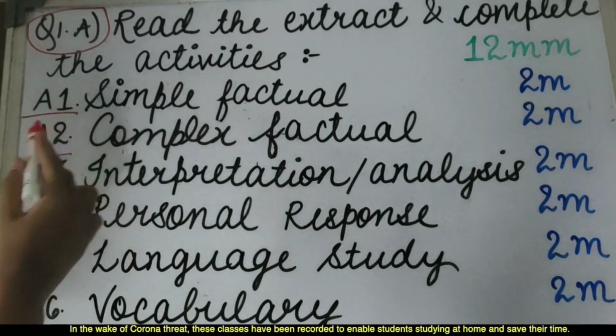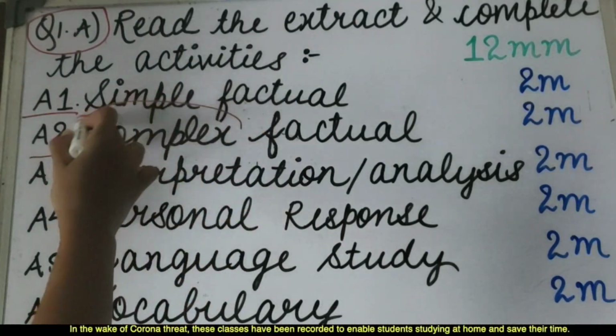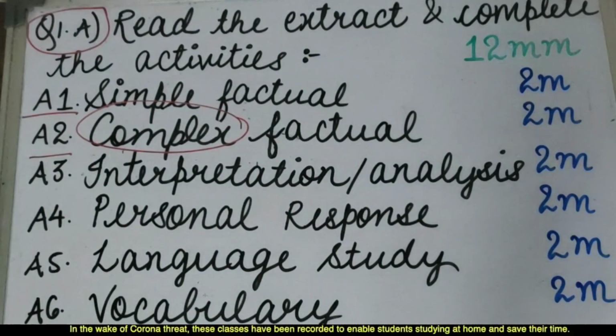नेक्स्ट इज A2. A2 is complex factual. As you can see, it is complex factual. Okay, ये भी जो है एक्सट्रैक्ट के फैक्ट्स पे ही बेस्ड है लेकिन इसका आंसर जो है आपको डायरेक्टली नहीं दिया हुआ होता है. द आंसर इज इनडायरेक्टली गिवन इन द पैसेज. ओके, सो फॉर दिस यू नीड टू रीड द होल पैसेज एंड देन यू हैव टू इंटरप्रेट द आंसर. दैट ऑल्सो कैरीज 2 marks.